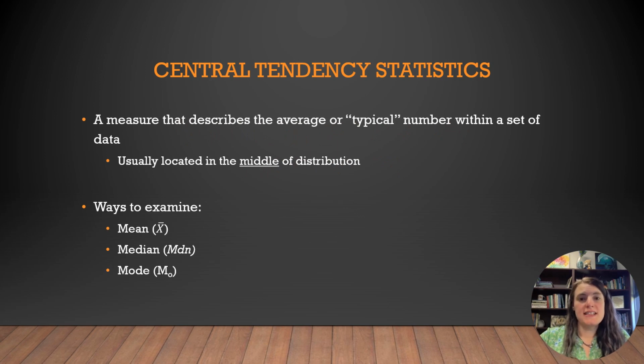Central tendency statistics are designed to describe the typical values within a dataset. Generally, as you can tell from the name, central tendency statistics are located in the middle or the center of the distribution. We're going to talk about three different central tendency statistics in this lecture.